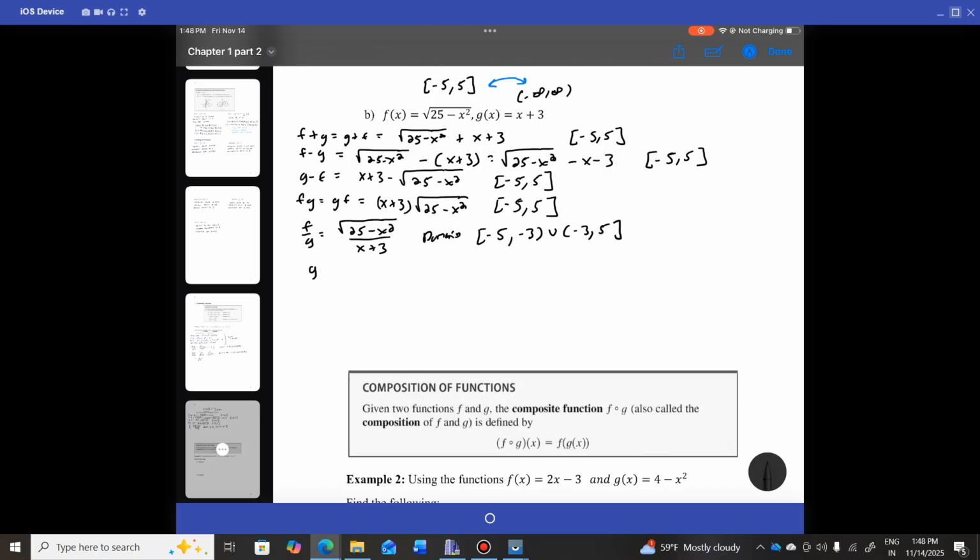And then g divided by f is x plus 3 on the top, over the square root of 25 minus x squared. Now your domain isn't much different, except for the fact that 5 and -5 will cause the denominator to be equal to 0. So we do have to take those out. So we just write it as -5 to 5, but with parentheses indicating that -5 and 5 cannot go into this equation.